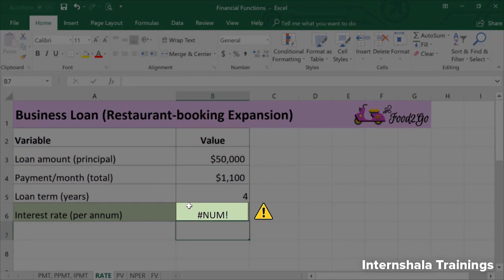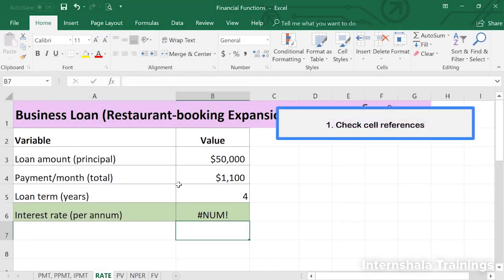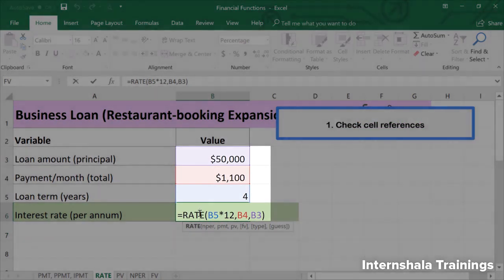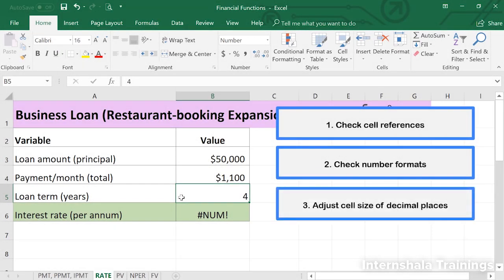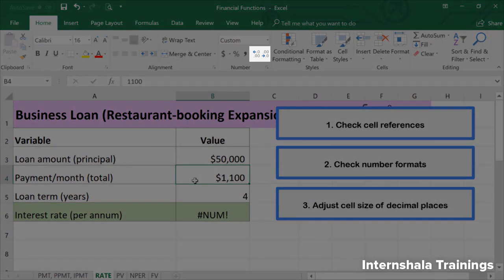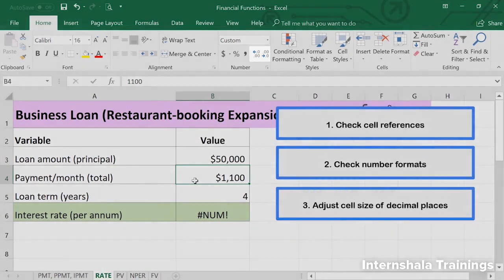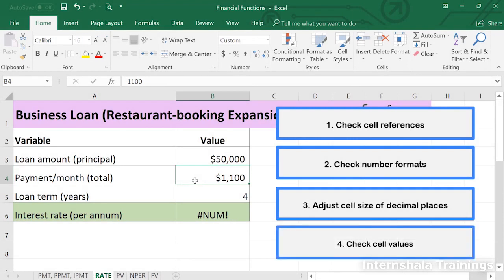If you see this error message appearing in a cell, it can mean a few different things. The first thing to do is to check that you have correctly referenced cells. You should also check the format of all cells in case any of them are in an incorrect number format. Also, sometimes the number could be too small or too big to display in a cell, so you may have to adjust the cell size or increase the number of decimal places using this icon and see if this solves your problem. Lastly, check the actual cell values of referenced cells in case they're causing the issue.